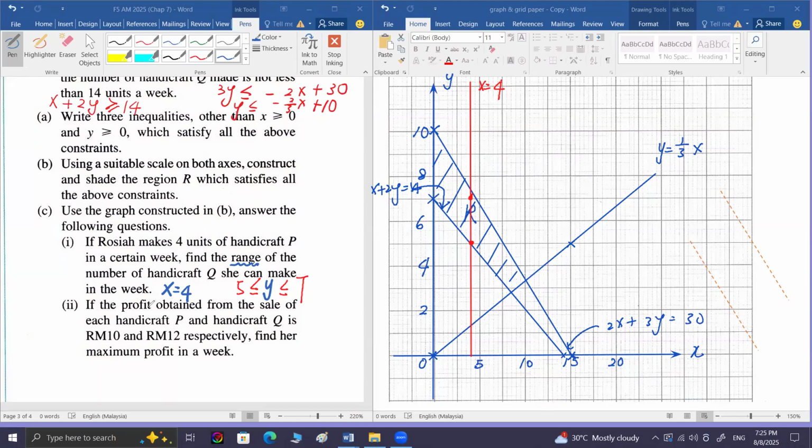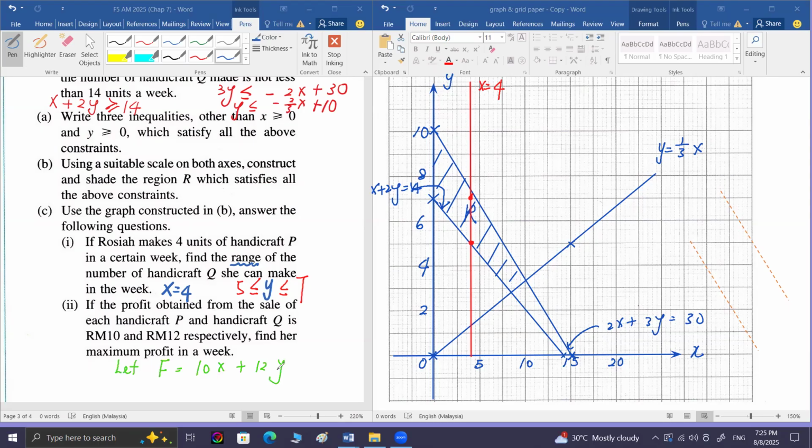If the profit obtained for P is 10 ringgit, okay, so profit, I make it P. Oh, here got P already. Here got P, so we don't use P. Okay, I let profit be F, because here we got P, we don't use P anymore. 10 ringgit for X and 12 ringgit for Y.